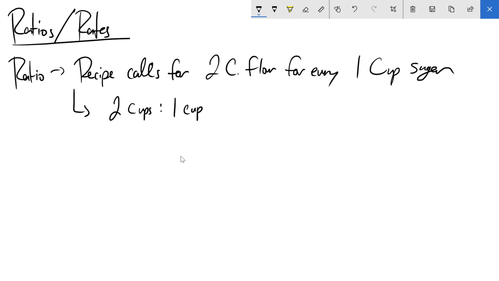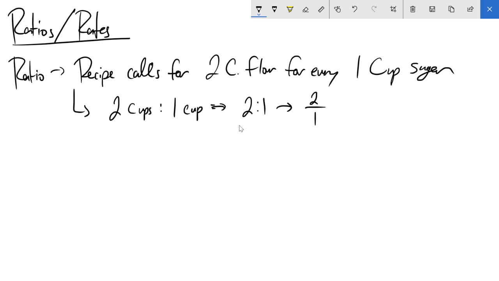A ratio can be written with a colon in between, like 2 to 1, but it can also be written as a fraction. So this one right here, we could write as 2 to 1, or we could write it as a fraction of 2 over 1, right? 2 to 1 or 2 over 1.